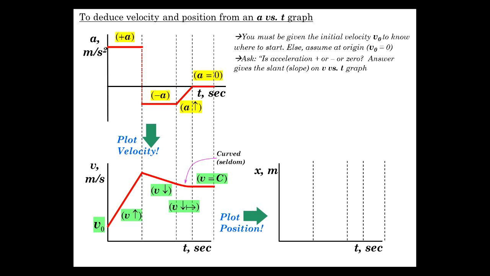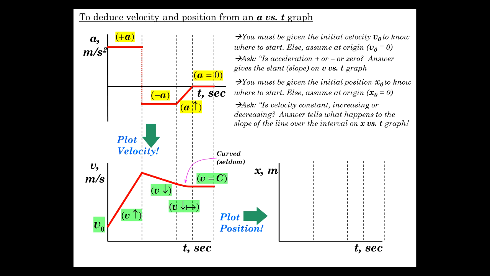Now, to plot position, we must be given the initial position to know where to start, otherwise assume it's at the origin, that we're starting at 0. And is the velocity constant, increasing, or decreasing? Since the slope of this graph is the velocity, the answer to the questions will tell you what happens to the slope on the x versus t graph. So in the first case, we have positive acceleration.